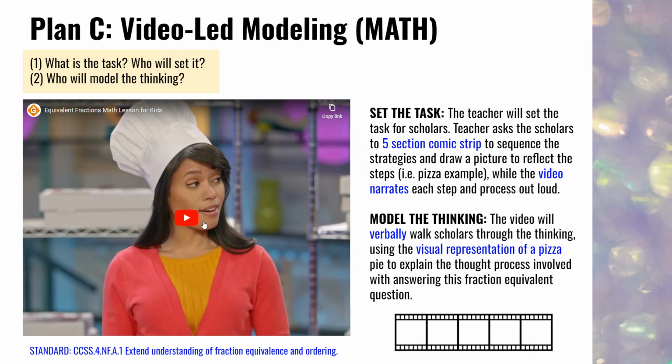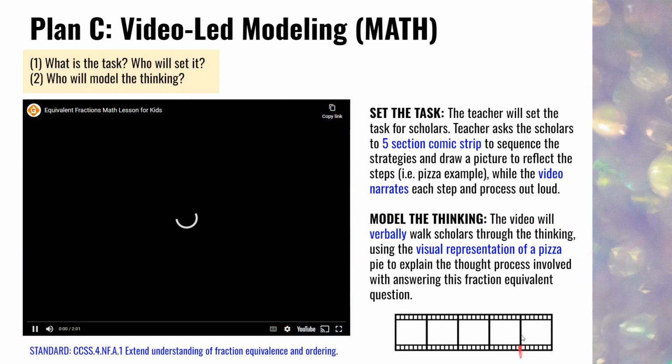So imagine giving our scholars a video, right? A video to first set up, or showing them a picture, or giving them some type of thing to problem solve, and then give them a copy.